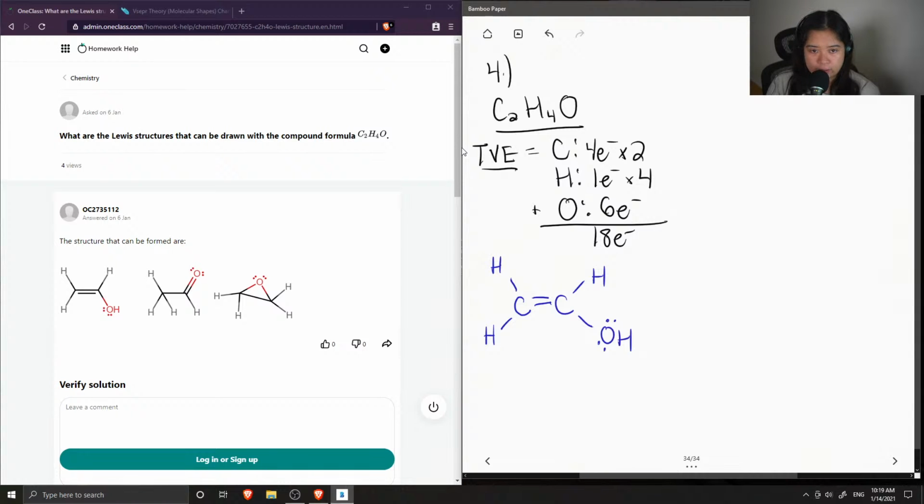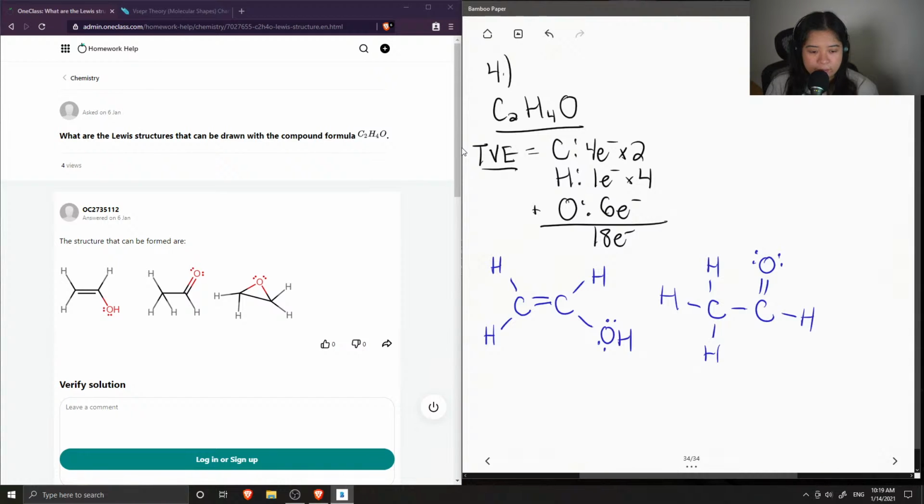And we can also experiment and draw out a carbon double bonded to an oxygen, and then draw out all the different hydrogens. Again, having the lone pair on the oxygen, this also gives us 18 valence electrons with the same formula.